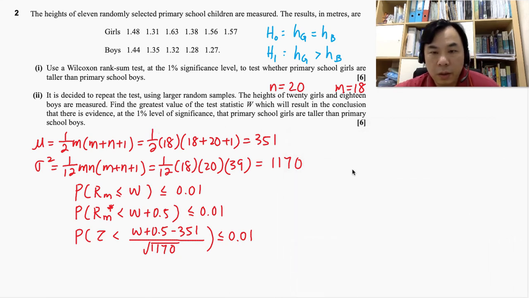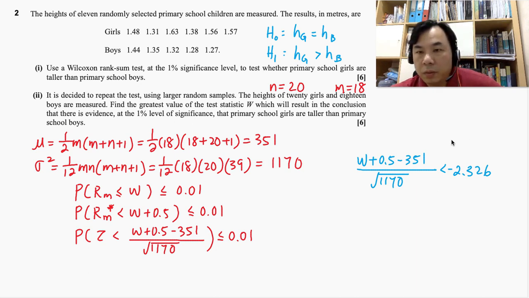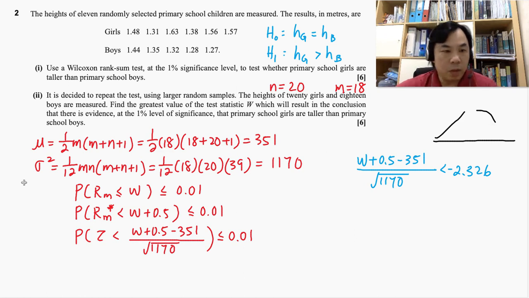Therefore, I can write this result: W plus 0.5 minus 351 divided by the square root of 1170. Now, in order for us to have sufficient evidence to reject the null, this z-score must be less than 2.326, and then it should be negative here. The main reason is because if you refer to your normal distributions, okay, sorry about that. What a lousy drawing there.